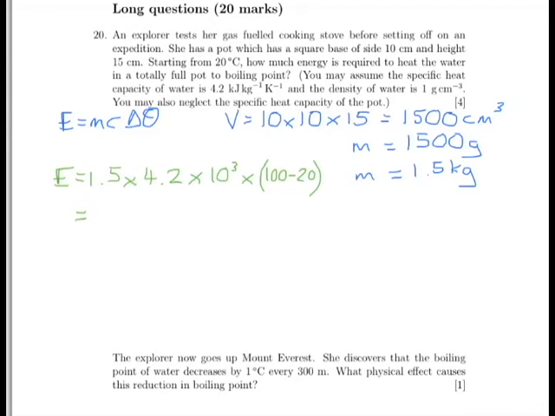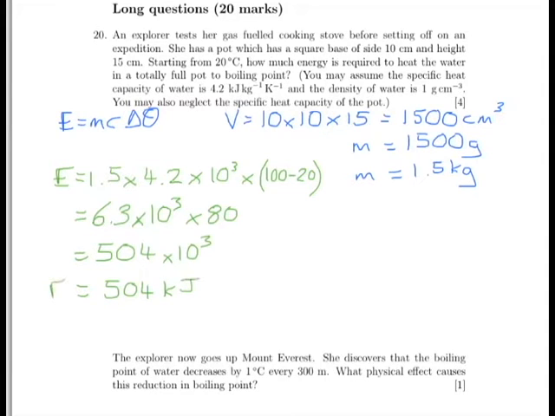So that's going to be 6.3 times 10 to the 3 times 80, which when you've done your sums comes out as 504 times 10 to the 3, or let's put it back in kilojoules, 504 kilojoules. That's the answer to our first part.